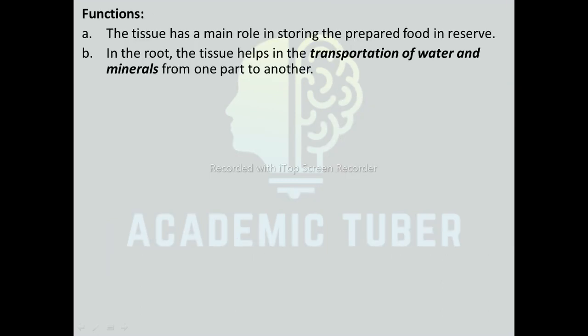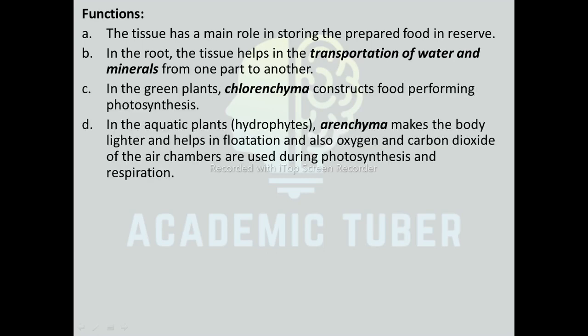Functions. The tissue has a main role in storing the prepared food in reserve. In the roots, the tissue helps in transportation of water and minerals from one part to another. In green plants, parenchyma constructs food by performing photosynthesis. In the aquatic plants, that is in hydrophytes, parenchyma makes the body lighter and helps in flotation, and also the oxygen and carbon dioxide of the air chamber are used during photosynthesis and respiration.